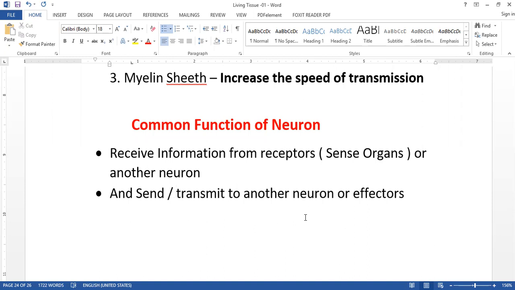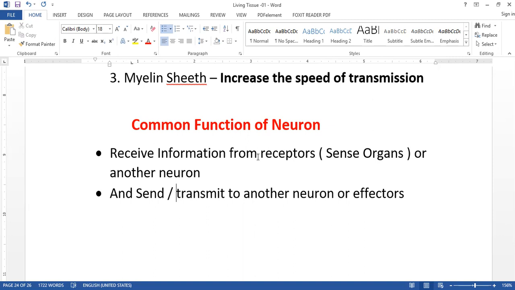But if there are intermediate neurons, then it will transmit to another neuron or effectors. Effectors could be what? There are two types of effectors in our body. Effectors means those that show the effect. Receptors means receivers, and receivers means sense organs. The effectors are where it will be affected, the final transmit. There are two places where it could be. What are the effectors? One is glands. Glands secrete something. The second one is a muscle.